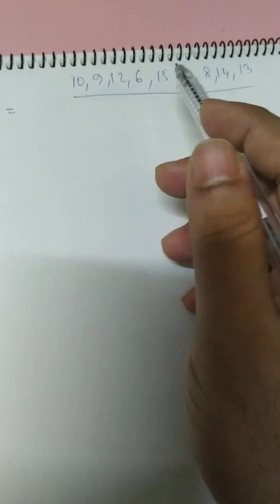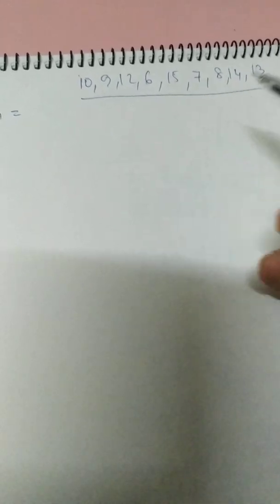How many numbers are there? 1, 2, 3, 4, 5, 6, 7, 8, 9. So first of all, what we need to do is arrange them in ascending order. Once we arrange them, what do we get? 6, 7, 8, 9, 10, 12, 13, 14, 15.